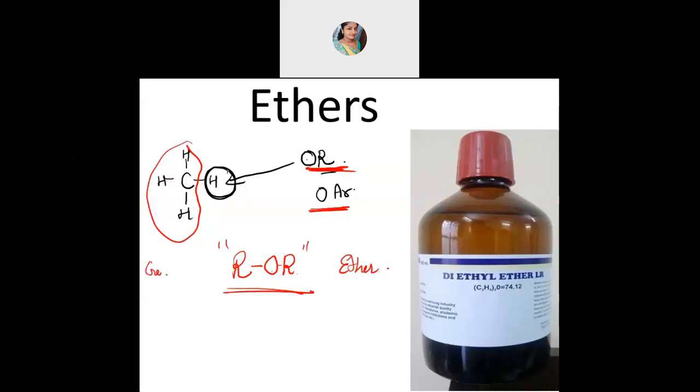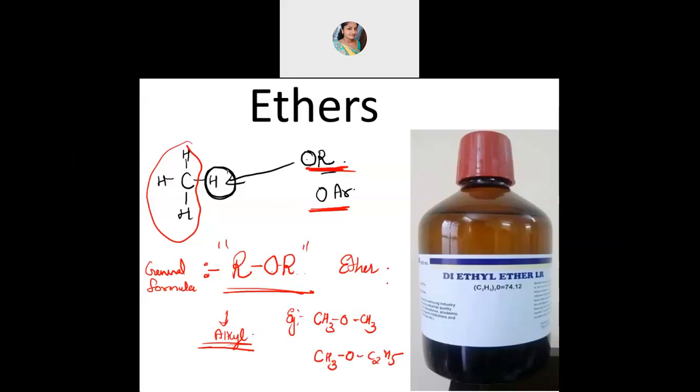Just write down the general formula of ether: ROR. This R can be similar or it can be different, where R is your alkyl group. One example: CH3, then O, and then CH3. It can be similar, as I said, or it can be even different. You can take CH3, O, and then C2H5. So it can be a similar group or a different group. These are examples. Now we'll go for classification.